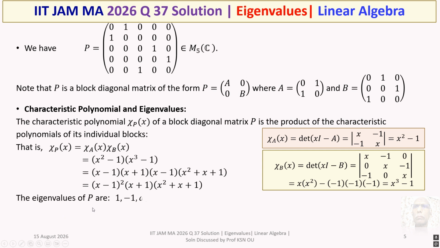The eigenvalues of P are 1, minus 1, omega, and omega square. What are omega and omega square? They are the non-real complex cube roots of unity. In total, how many eigenvalues are there? There are 4. Right. We continue our discussion in the next slide.